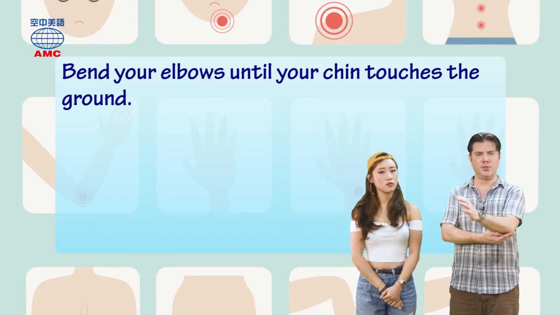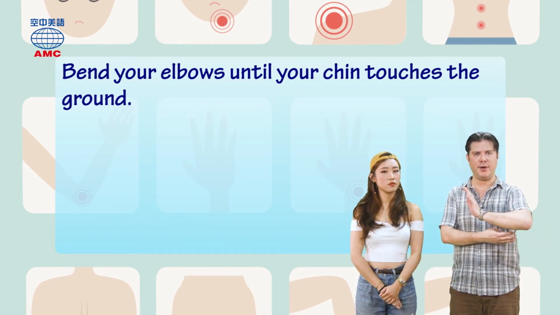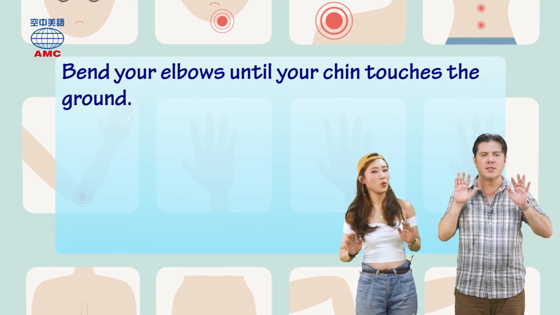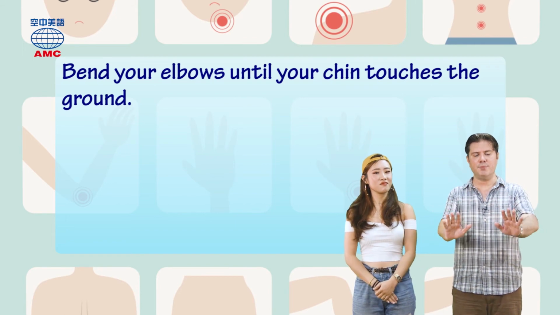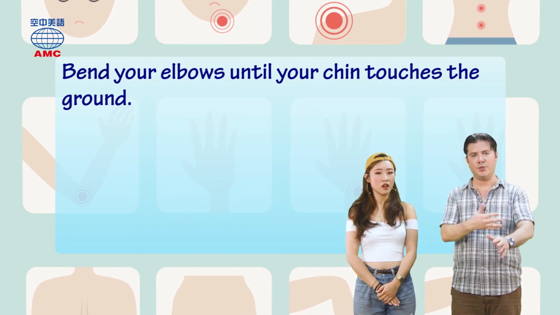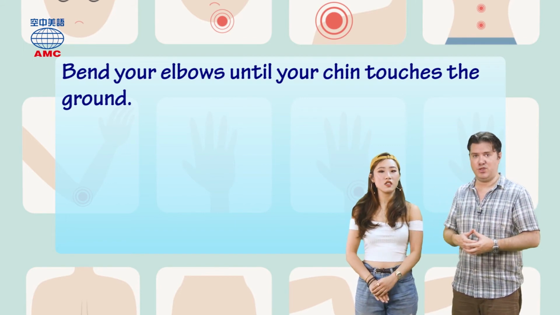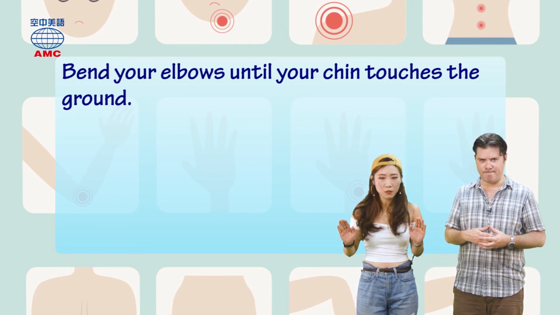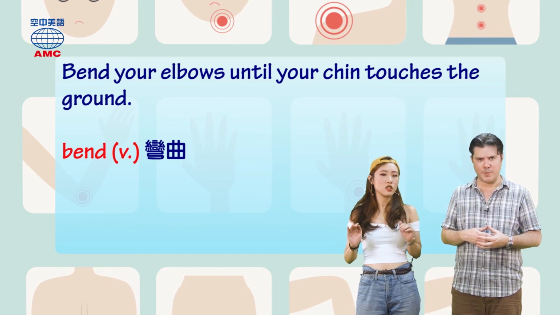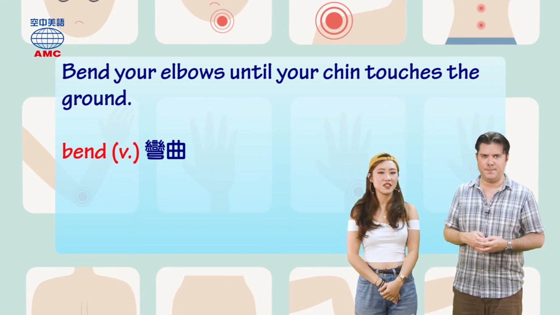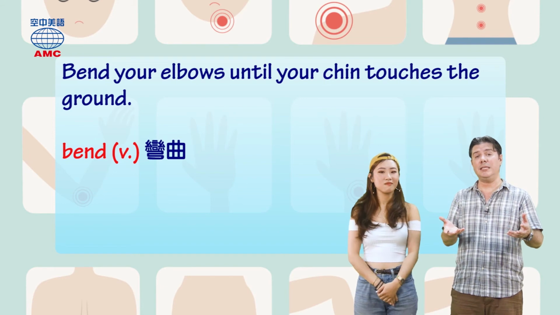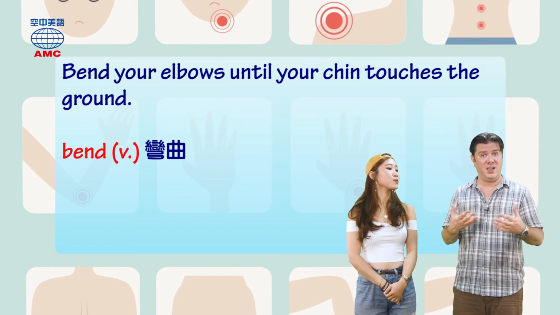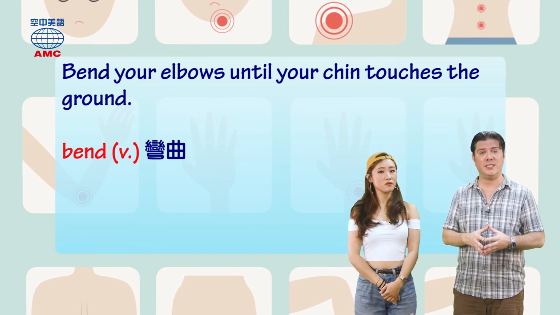Bend your elbows, so your arms were straight, but now bend your elbows until your chin touches the ground. So that's all the way down. And then push yourself all the way up until your arms are straight again. Next you bend your elbows until your chin touches the ground. Bend means to curve. That sounds hard, can you really push up like this? Now, of course, it looks easy, but if you don't do push-ups or haven't done one in a long time, it can surprise you by how difficult it is.